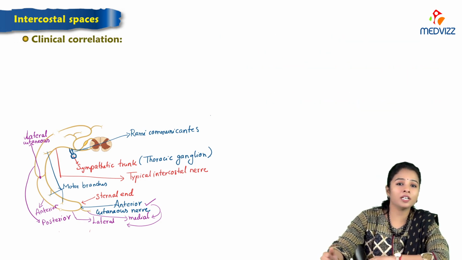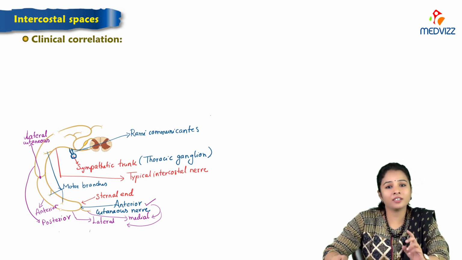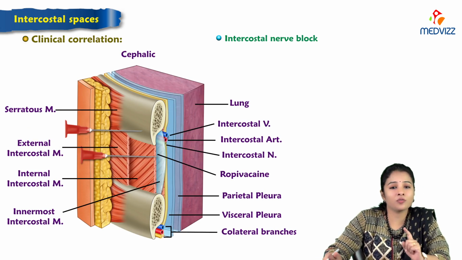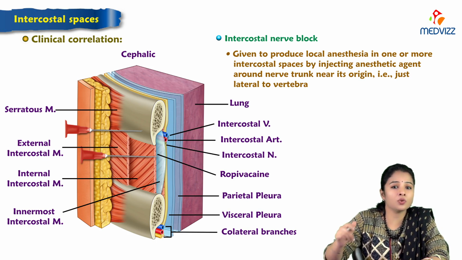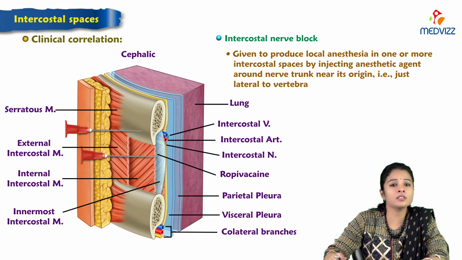Let us discuss some clinical correlations associated with these intercostal nerves. The first thing is intercostal nerve block, and it is given to produce local anesthesia in one or more intercostal spaces. We do the anesthesia by injecting the anesthetic agent around the nerve trunk near its origin. That is why it is given just lateral to the vertebra.